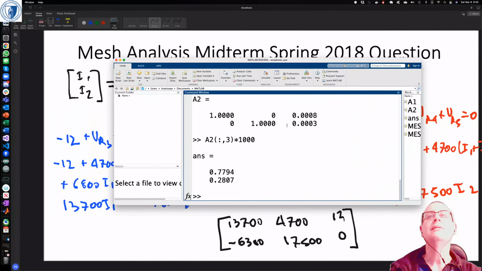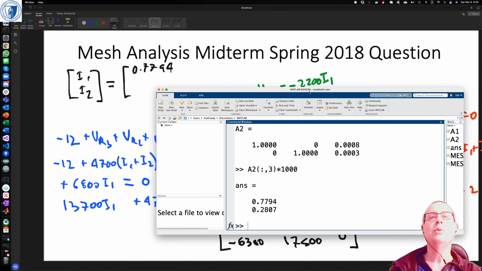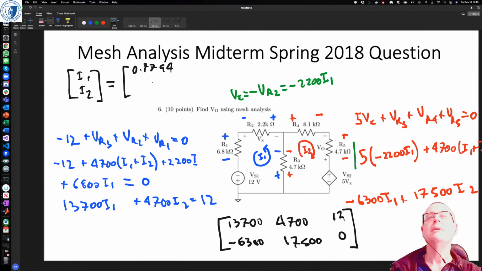I can't do it there. So that's 0.7794 and 0.2807.